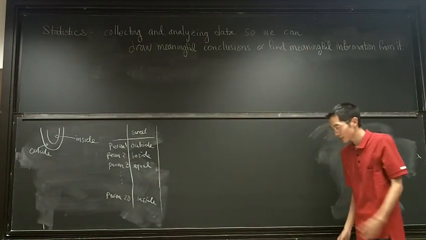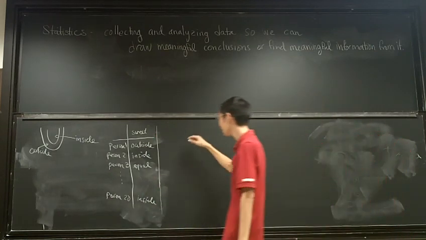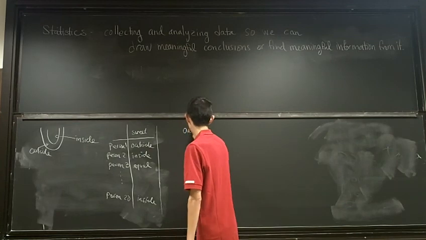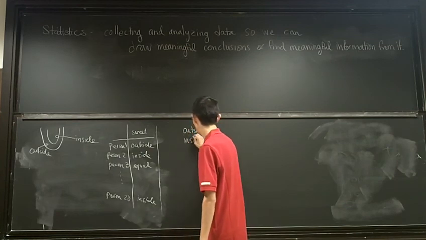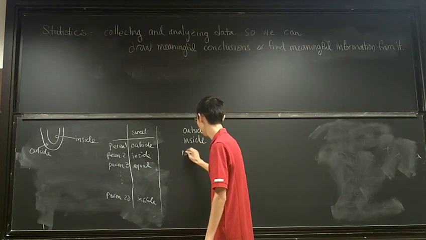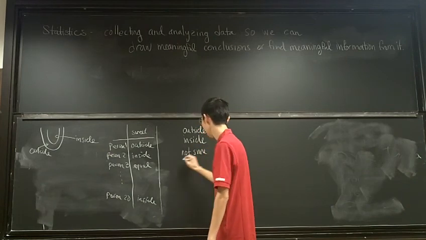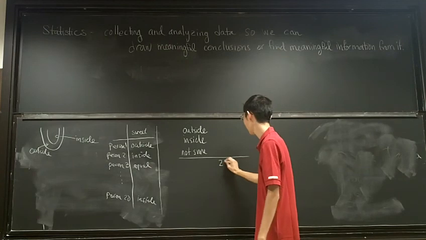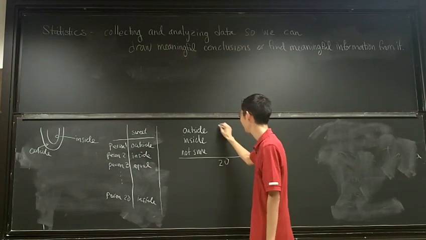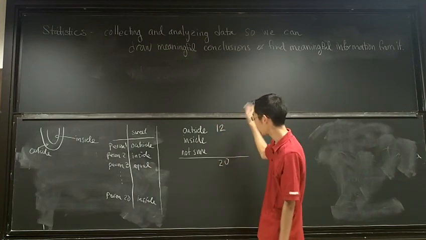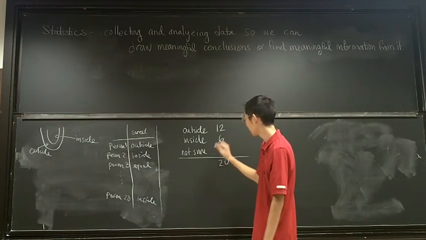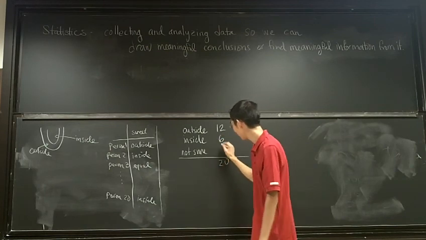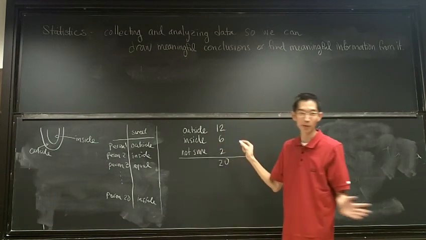So maybe at the end you tally them up, and you say outside versus inside, and then not sure or equal. We had a total of 20 people, and maybe it says 12 on the outside, 6 said it was sweeter on the inside, and there were 2 people who were not sure.